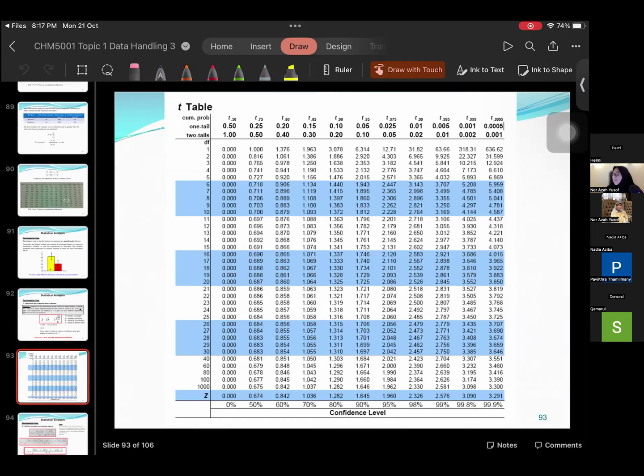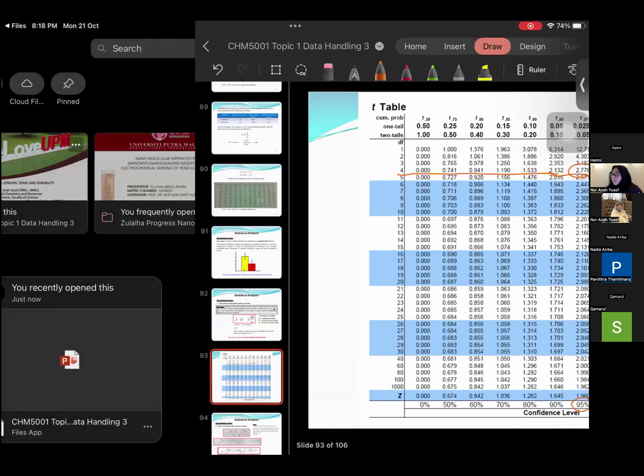So just now the degree of freedom is 4, right? So the degree of freedom is 4. I forgot, what was the confidence level? 95, right? Yes, 95% confidence level. So the value is 2.776. Yeah, it should be correct. Okay, so I think it's quite easy now. You already know how to read the table.